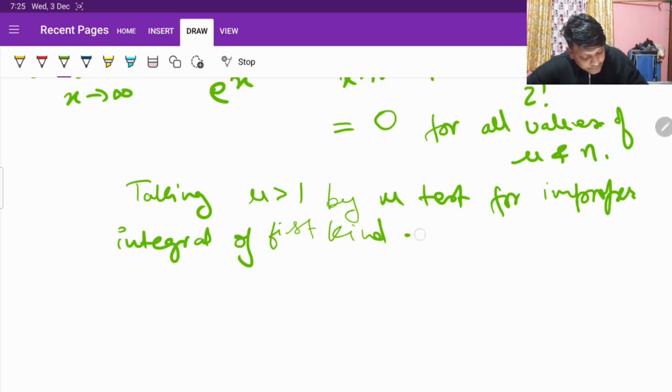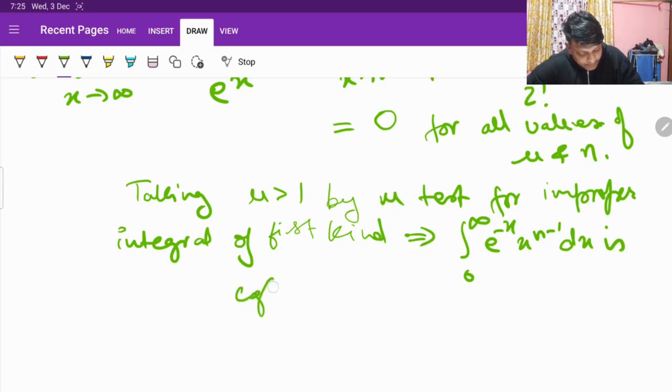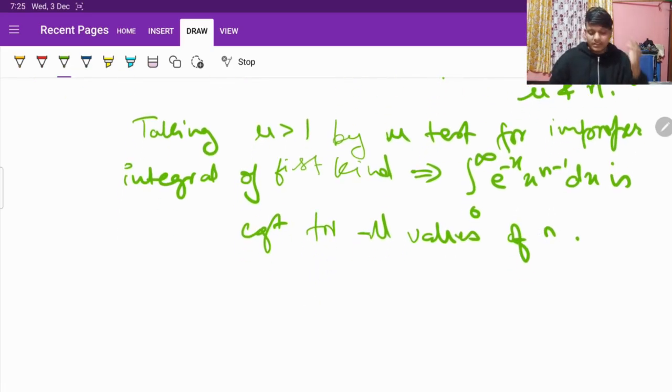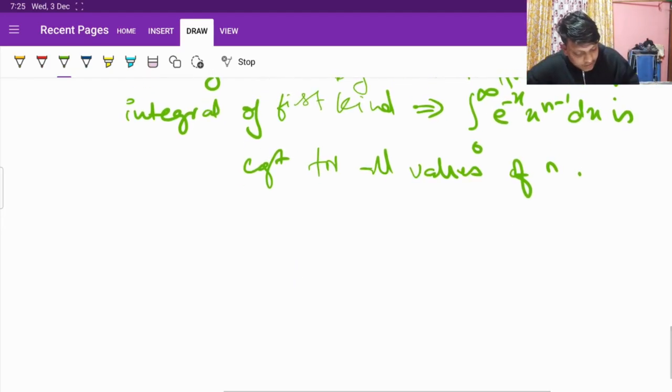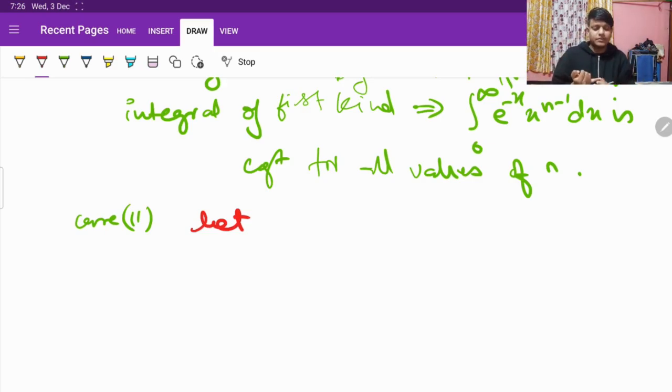Okay, so this implies the integral from 0 to infinity of e to the power minus x, x to the power n minus 1 dx is convergent for all values of n. That means for the first case, we are taking n greater than or equal to 1. Okay, so now case 2. Let us take the middle part: we have done n greater than or equal to 1, so second we are going to take n which lies between 0 and 1.